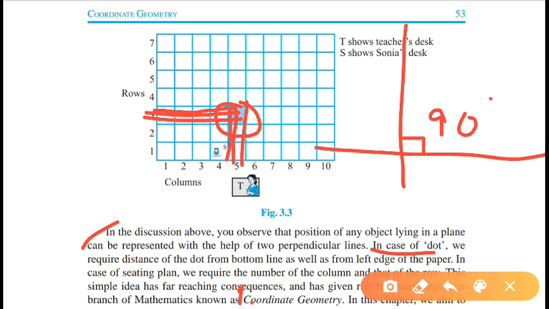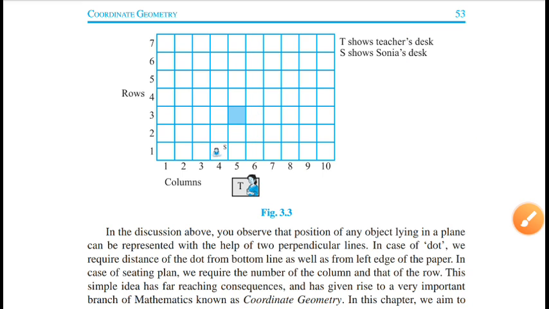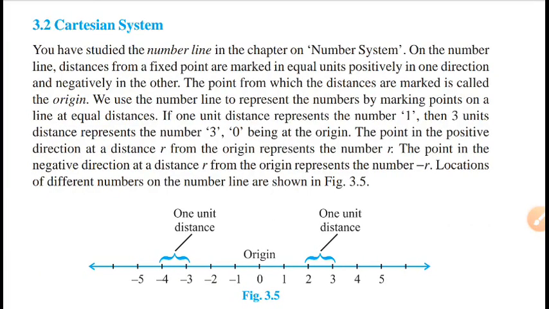So we have understood now that coordinate geometry means the coordinates of a particular thing or position or location, locating an object in a plane with the help of two axes or two lines which are perpendicular to each other. Let's move on. This is also known as the Cartesian system.